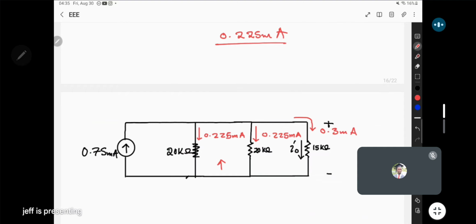Here, notice that you still satisfy Kirchhoff's current law. This being one node, if you added the currents here, they will still add up to 0. Entering that node, you have 0.75. Leaving the node, you have the 0.225, 0.225, and 0.3. So when you add these, you still end up with a 0. So we're still good there.